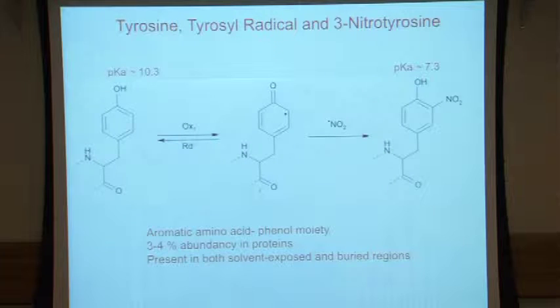So, the second part of the talk, which will be shorter than the first, will be just to focus on one oxidative modification, which is the nitration of tyrosine. The nitration of tyrosine is the reaction of tyrosyl radical with nitrogen dioxide to form nitrotyrosine. First thing, the pKa of the OH group of the phenol of the tyrosine is 10.3. Once you nitrate, it becomes 7.3. So you gain a negative charge because then this becomes deprotonated.